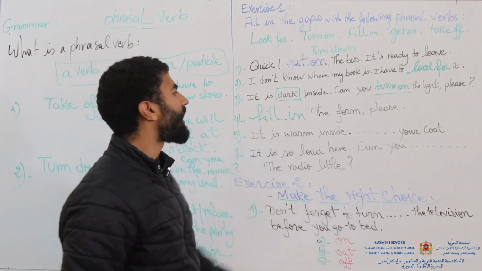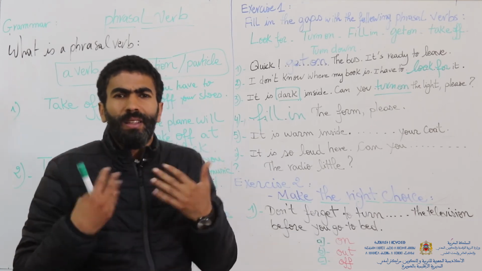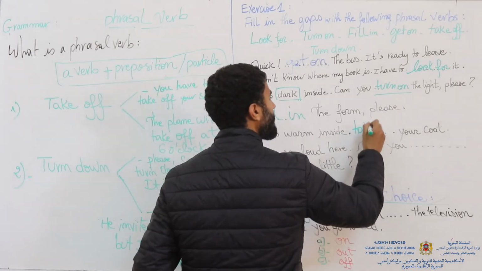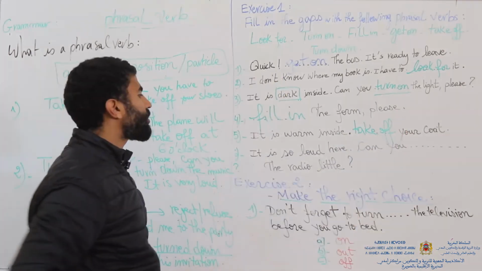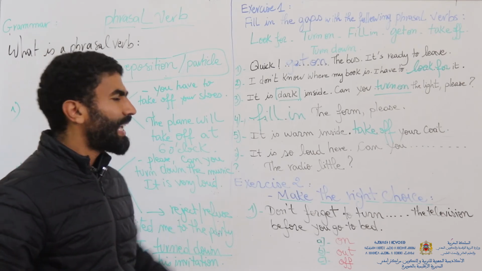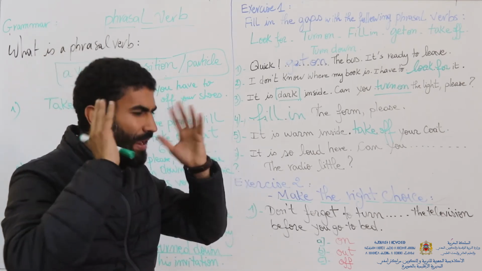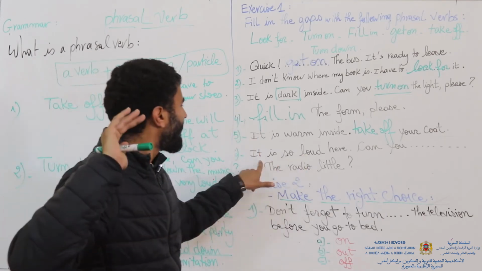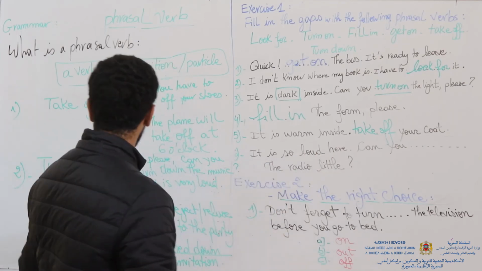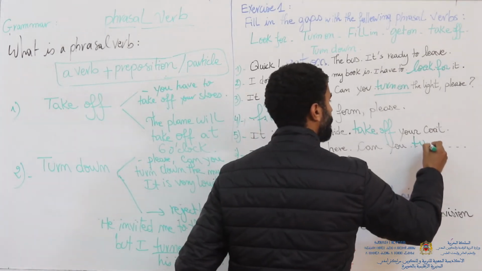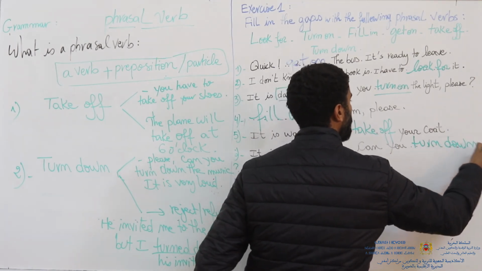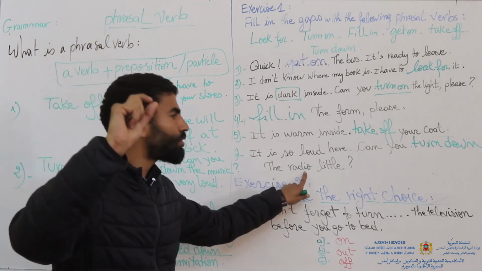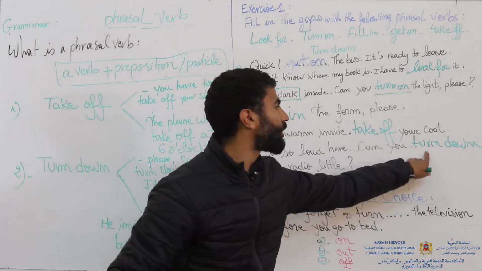It is warm inside. It's warm. It's warm inside. So it's take off. It's so loud here. Can you? Loud. It means you turn on the volume of the music so loud. It's so loud here. Can you turn down? Can you turn down the radio a little? It means to reduce the volume of the radio. That's what it is, turn down.